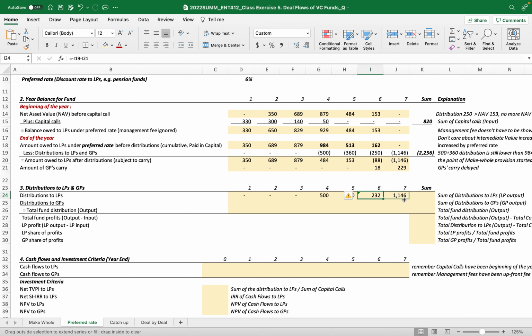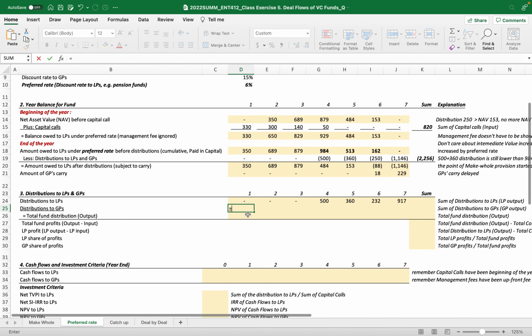The same way, we got a 17. How to get it? 1,146 minus 229, the profit sharing to GPs. Now, distribution to GPs of profit sharing. This is again the distribution. Distribution is not the same as the management fee payment, but we will consider the management fee into the cash flows. Okay, the GPs, here we go.